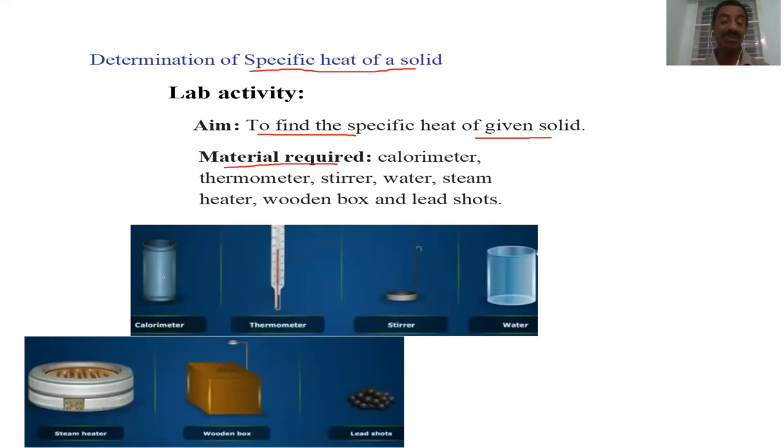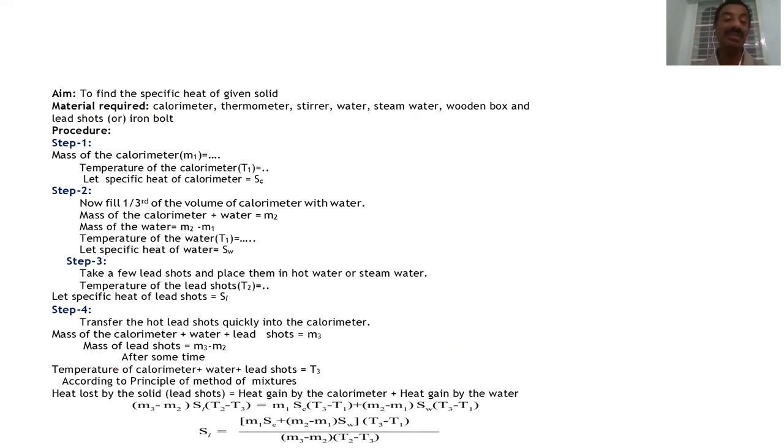First one is calorimeter. Second one is thermometer. Third one is stirrer. Fourth one is water. Fifth one is steam heater. Sixth one is wooden box. Last, the 7th one, is lead salts. So the materials required to find the specific heat of a given solid are calorimeter, thermometer, stirrer, water, steam heater, wooden box, and lead salts or iron bolts, solids.